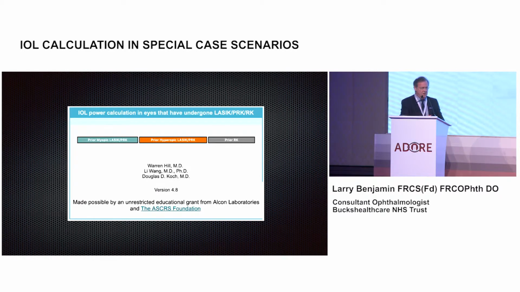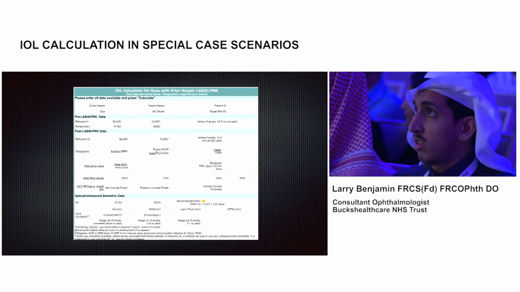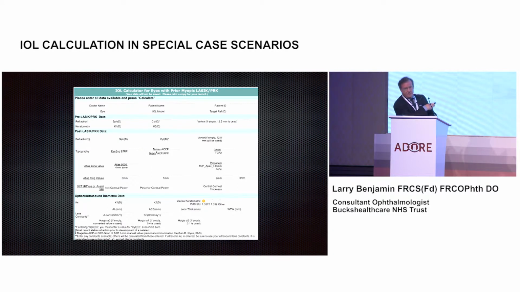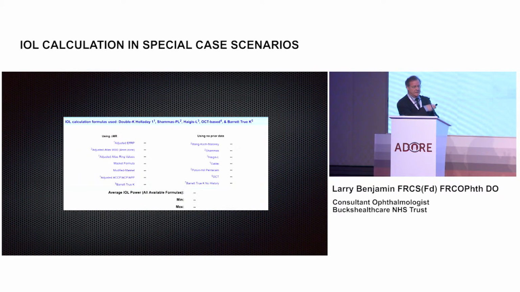And here's the online calculator. If you go onto the ASCRS site, you can access this free of charge, and you simply click on one of those: prior myopic LASIK, prior hyperopic LASIK, or prior RK, and it takes you to the next screen. You just fill in all the details that you've got. You won't have all of this, but they ask for everything. Fill in as much as you can, and then it goes away and does a calculation for you.